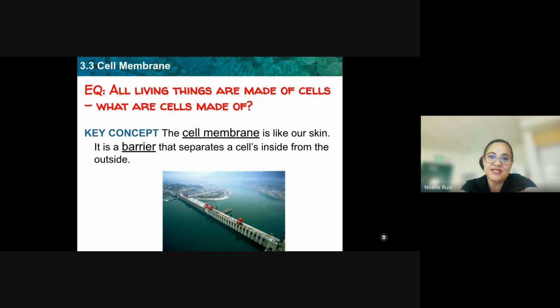And the cell membrane is like our skin. It is a barrier that separates a cell's inside from the outside, just like our skin does for us. Our skin keeps all of our blood and our bones and our muscles and everything else on the inside where it belongs. And then it keeps other stuff out. Bacteria, viruses, fungus. Do those things sometimes get in? Yes, sometimes. But for the most part, our skin is very, very good at keeping bad stuff out.